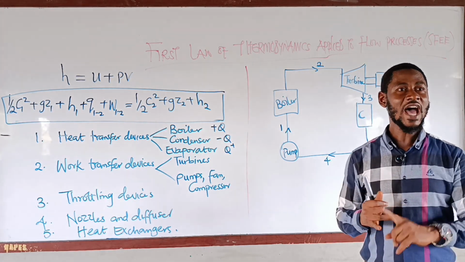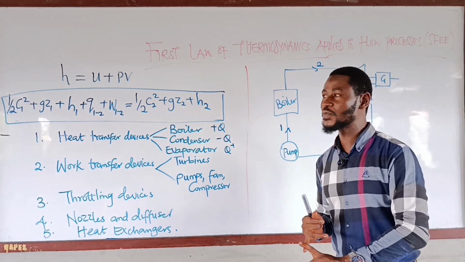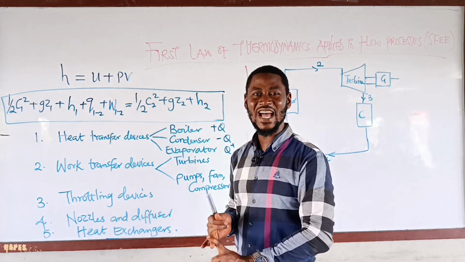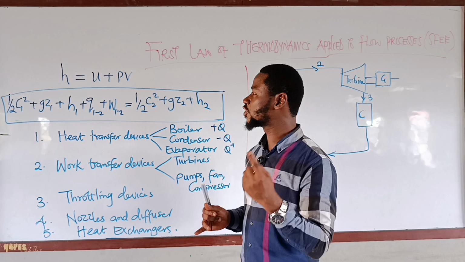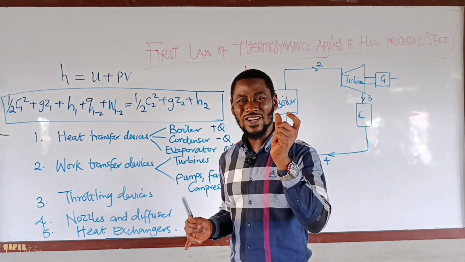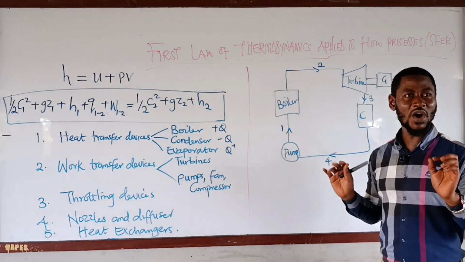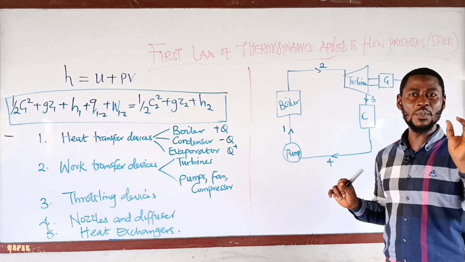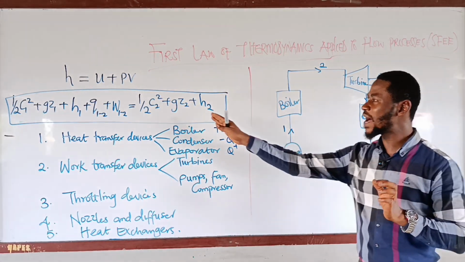For the boiler and condenser, what happens in such a case is you go back to the steady flow energy equation. The kinetic energy and the potential energy are negligible. That's assumption number 1. Assumption number 2 is that there is no work transfer in the system of a boiler. What the boiler does is to heat up the fluid that is inside it. So we go back to the equation.